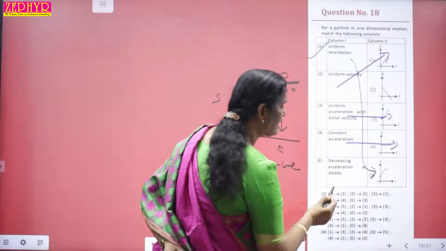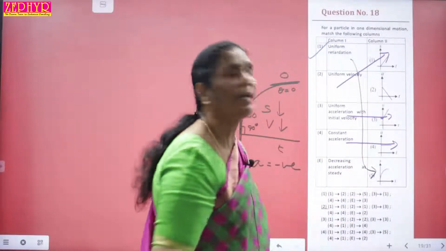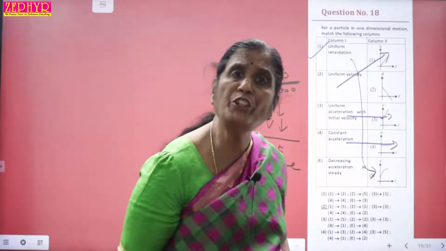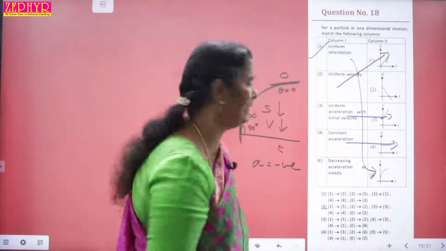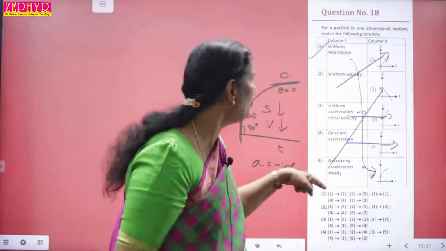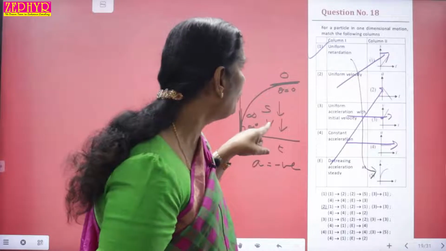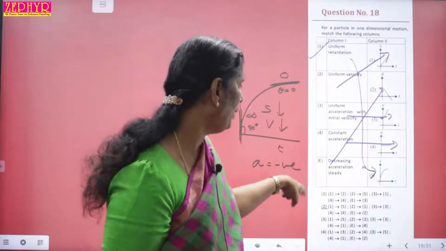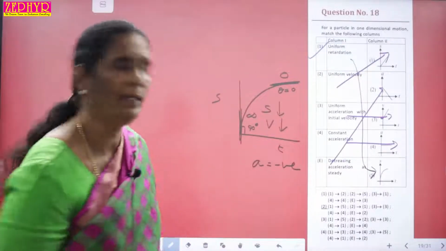Decreasing acceleration steadily. See this, here it is an acceleration-time graph. As time increases, acceleration is decreasing, but it is positive. So this goes to that. So we can say 1 goes to 5, 2 goes to 1, 3 goes to 3, 4 goes to 4, and 5 goes to 2.